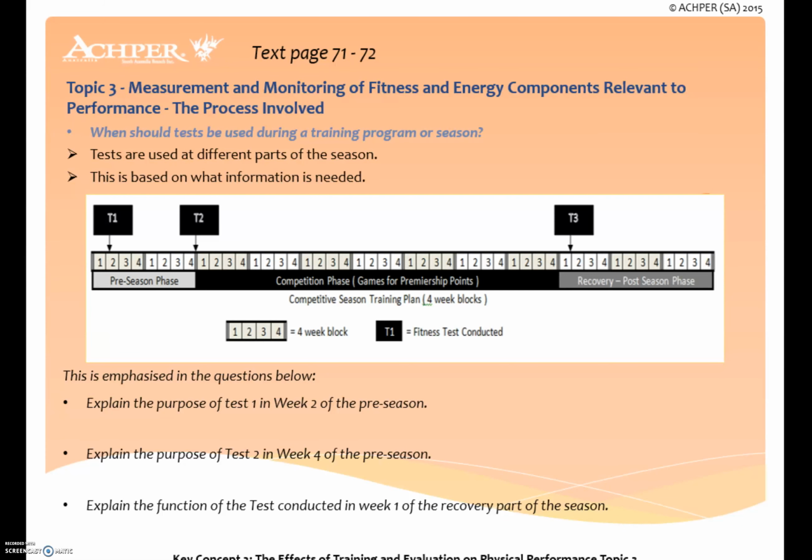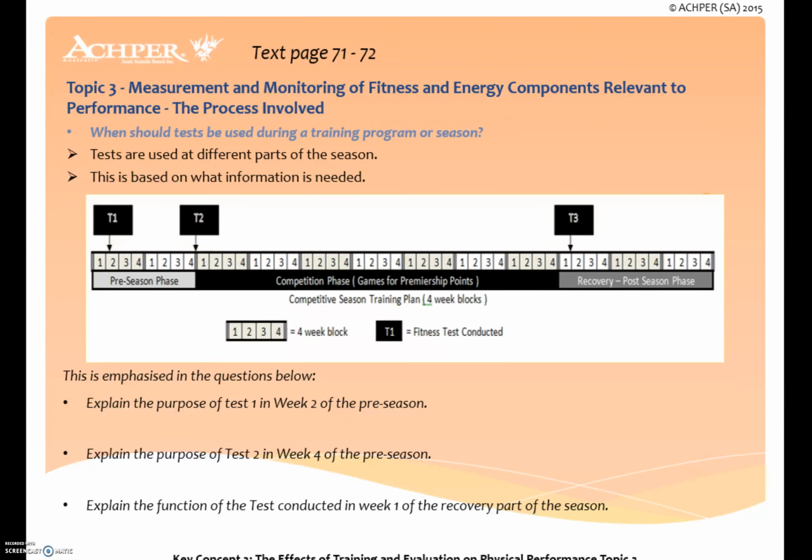So a question can be, when should these tests be used during a training program? We'll look at it more when we look at our training methods and principles. But these tests are used in different parts of a season. A season is broken up into 3 phases: a pre-season phase, a competition phase, and a recovery phase.